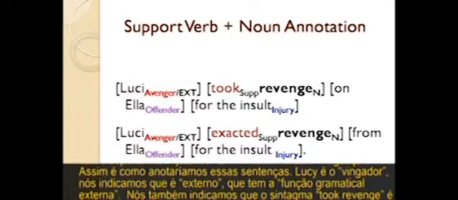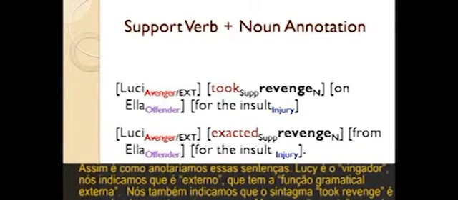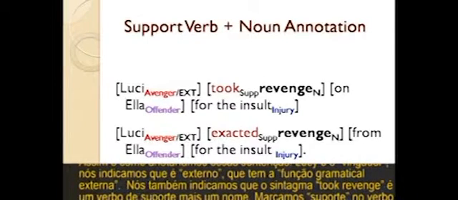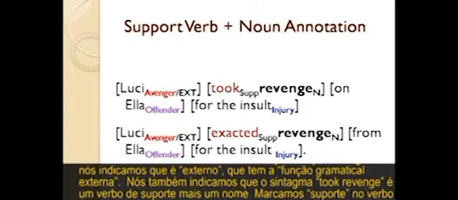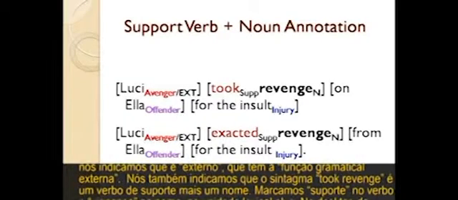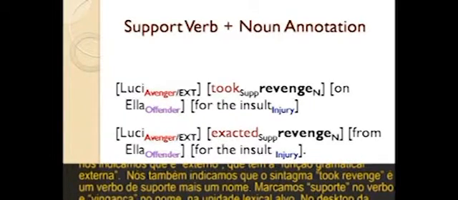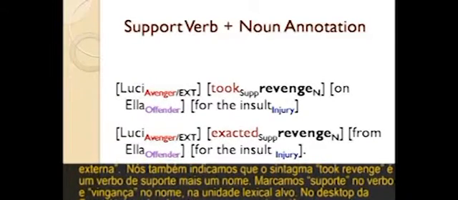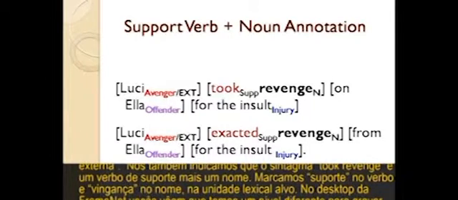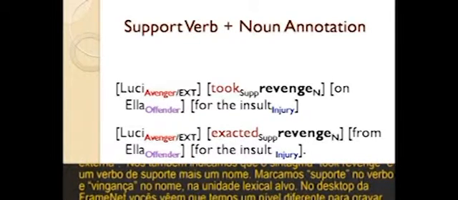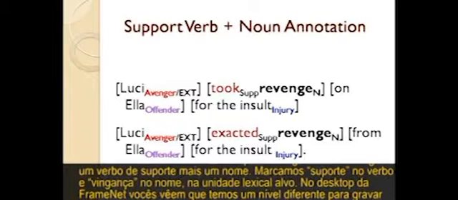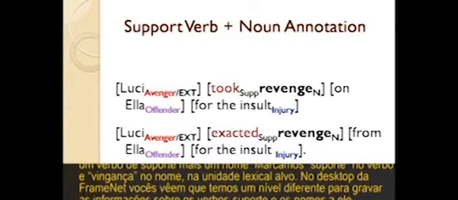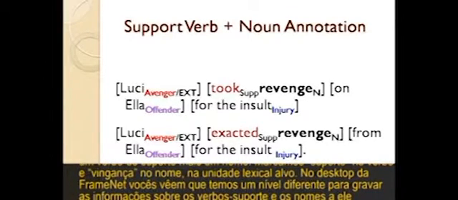Lucy is the avenger. We indicate that it has the grammatical function of external. We also indicate that the phrase took revenge is a support verb plus a noun. So we mark support on the verb and revenge on the target, and noun on the target lexical unit, right?